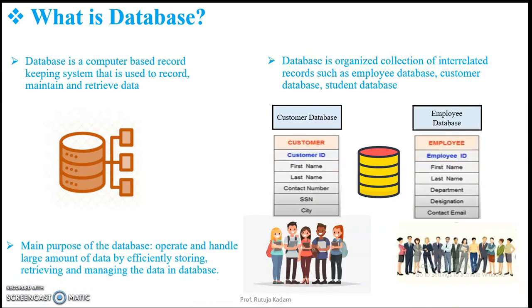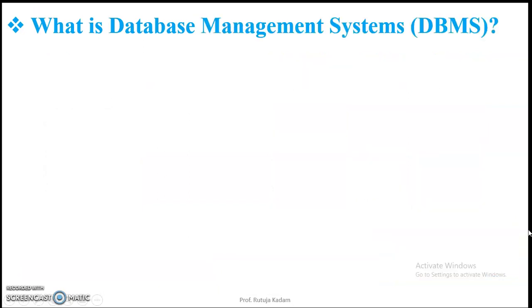These are the examples. See, if I consider this customer database, the data related to the customer is customer ID, first name, last name, contact number, city, all of which is stored in this database. When we consider the employee database, the details about the employees will be stored in this database. So the main purpose of the database is to operate and handle a large amount of data by efficiently storing, retrieving and managing the data in the database.